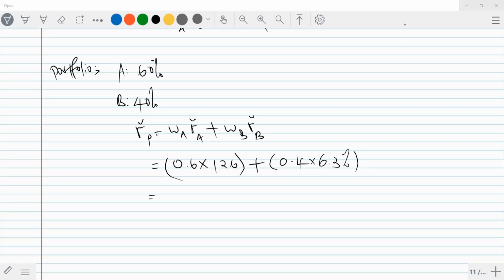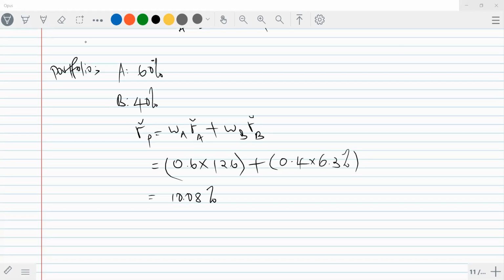And we get 10.08% to be the return of the portfolio. That's how we determine portfolio return: by determining how much you invest in each of the stocks, multiplied by the individual return from the individual assets that make up that particular portfolio.